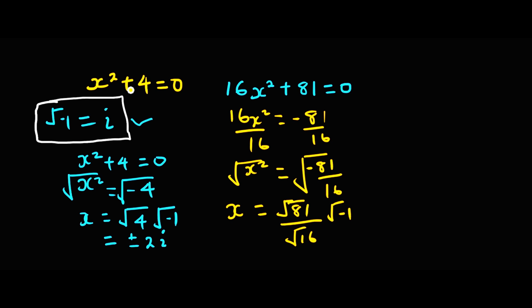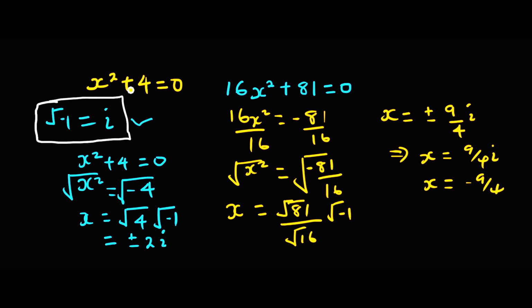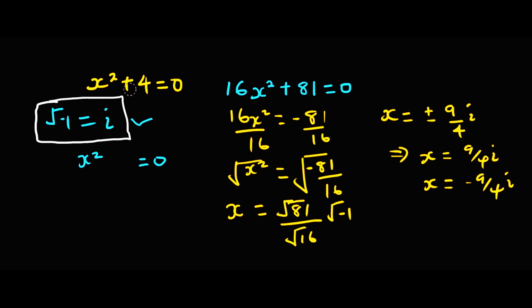So it means, therefore, that x is equal to plus or minus 9 over 4i. This just implies that x can be positive 9 over 4i, or x can be negative 9 over 4i. The case we have dealt with is just binomials, where there are only two terms.